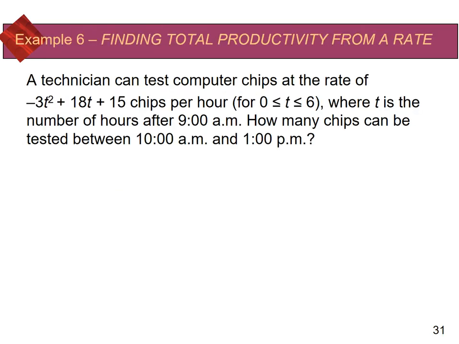So in this case, a technician can test computer chips at a rate of -3t squared plus 18t plus 15 chips per hour for hours between 0 and 6 hours. How many chips can be tested between 10 a.m. and 1 p.m.? Since t represents the number of hours after 9 a.m., 10 a.m. is at hour 1 and 1 p.m. would be at hour 4.